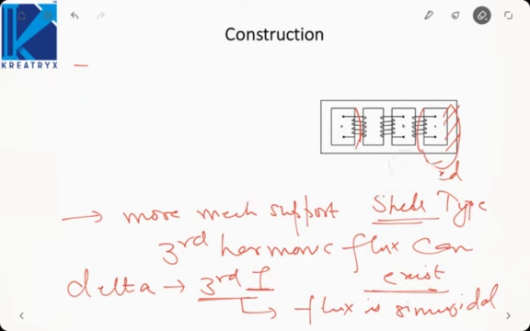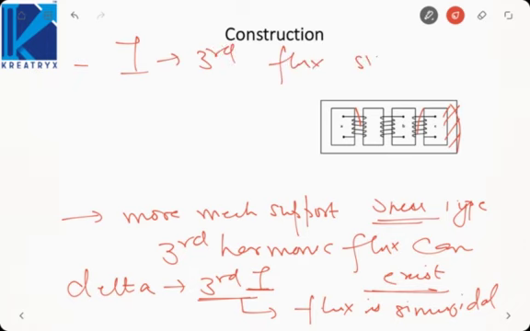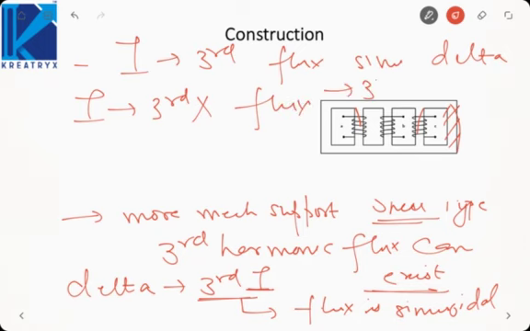Whenever current has third harmonic, flux has no third harmonic, flux is sinusoidal. That is in delta connection. And whenever current has no third harmonic, flux will have third harmonic. That is in star connection. But both these possibilities are only for the 5-limbed type of transformer. In case of 3-limbed transformer, it doesn't matter whether the connection is star or delta, flux cannot have a third harmonic because flux does not have any closed path to flow.